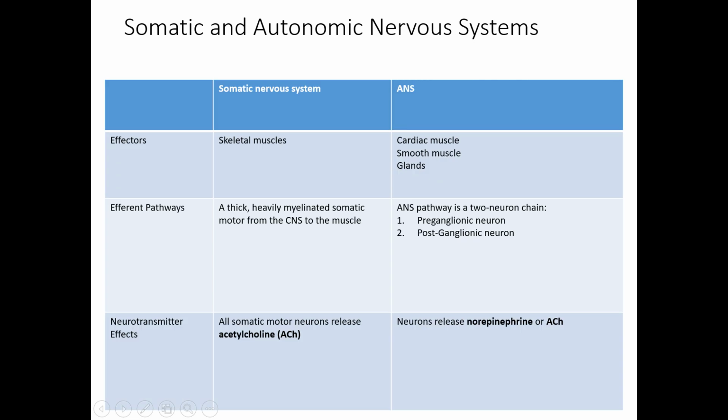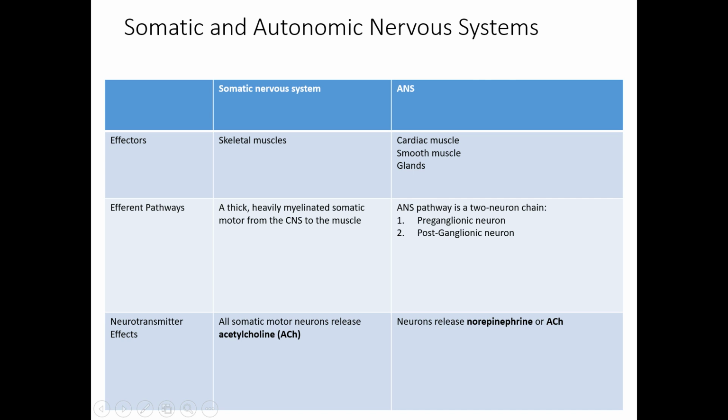First thing you need to know is the difference between somatic and autonomic nervous system. Somatic nervous system innervates skeletal muscles. There is only one thick and heavily myelinated neuron that goes from the brain or spinal cord to that muscle. And to activate that muscle, that neuron uses acetylcholine. That is a type of neurotransmitter.